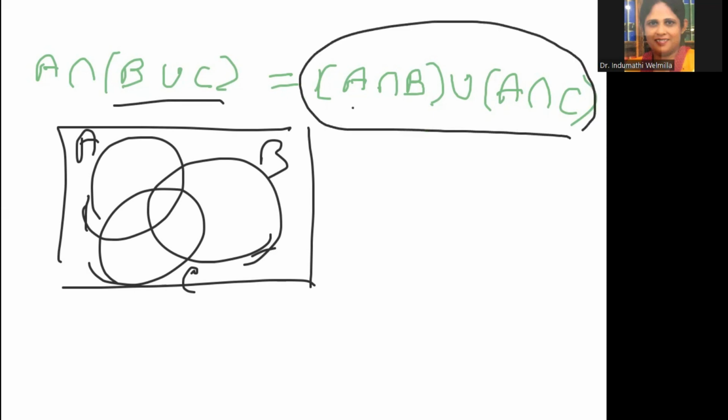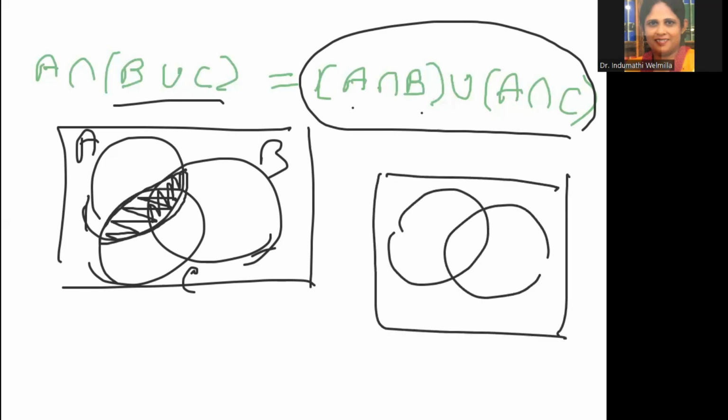A intersection B, right? What is A intersection B? This part, okay? And A intersection C. What is A intersection C? This part, okay? Then what is A intersection B union A intersection C? That means this whole part, okay?